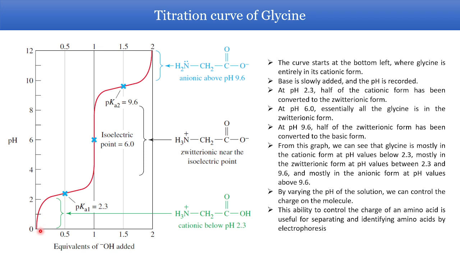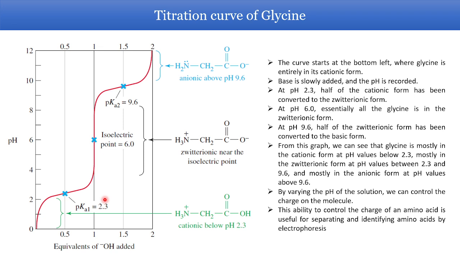So at the start, at pH 0, you have the cationic form of the glycine molecules. At the end point, at pH 12 or more, you have the anionic form of glycine. In the middle is the zwitterionic form. But pKa1 and pKa2 are basically the midpoints of these two. So the pK is 2.3.